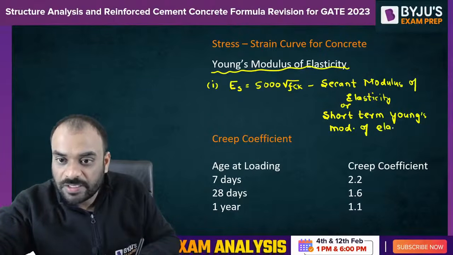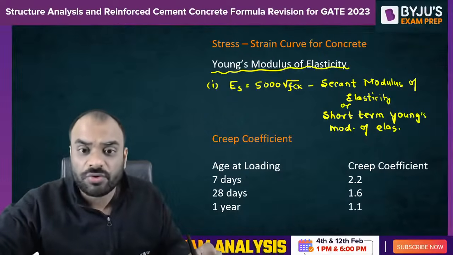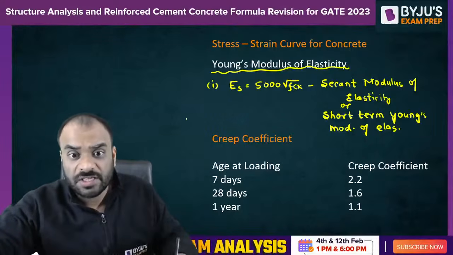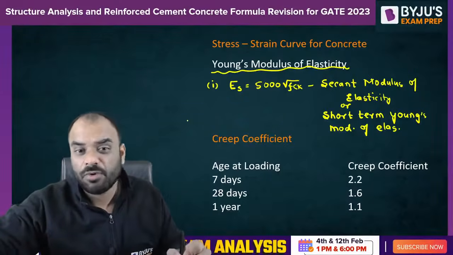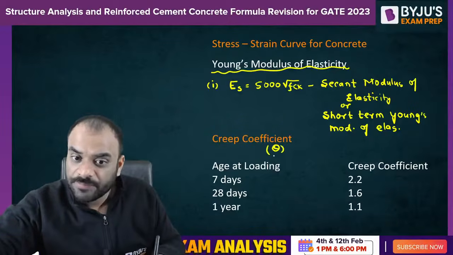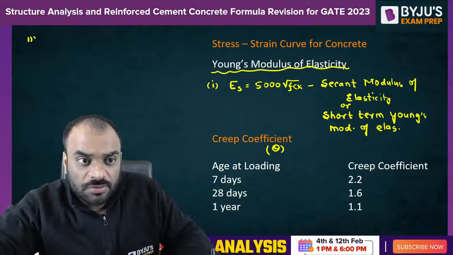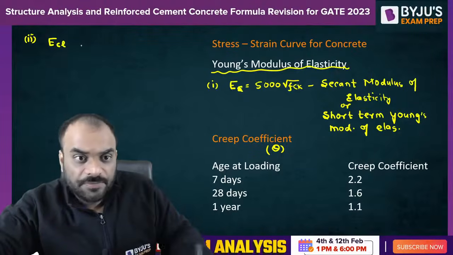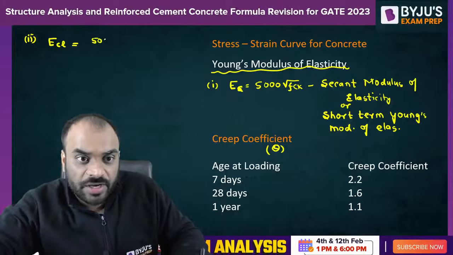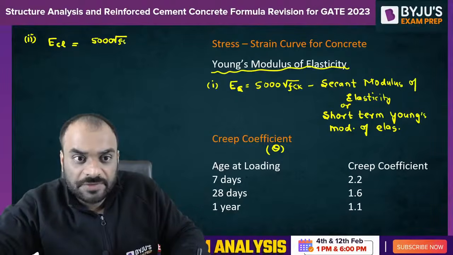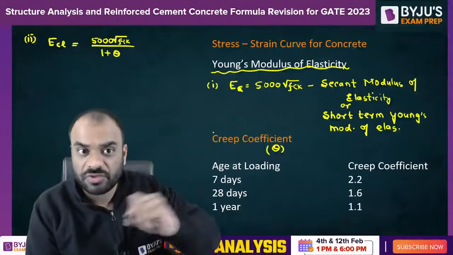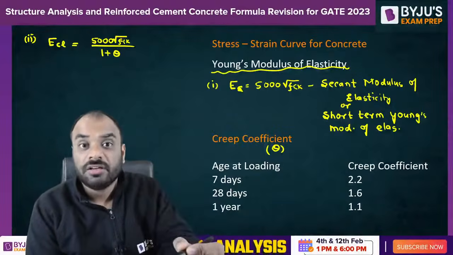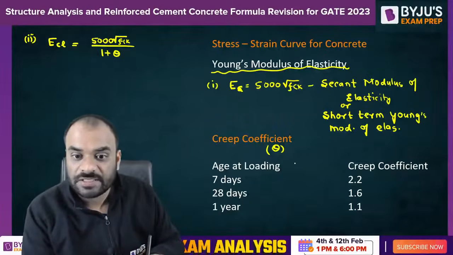Let us suppose, guys, if we want to find out the long-term Young's modulus of elasticity, we need to use the creep coefficient, which is basically our theta, right? So the long-term Young's modulus of elasticity, ECL, is 5000 under root of FCK divided by 1 plus theta. And what is theta? Creep coefficient, which will depend upon age of loading.